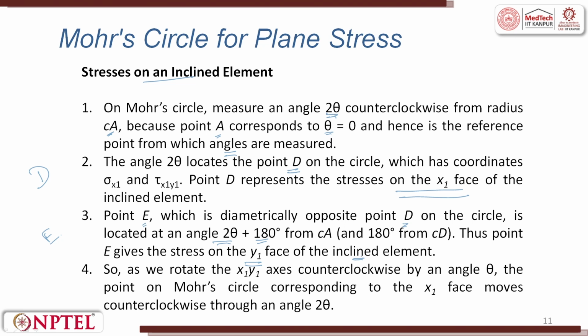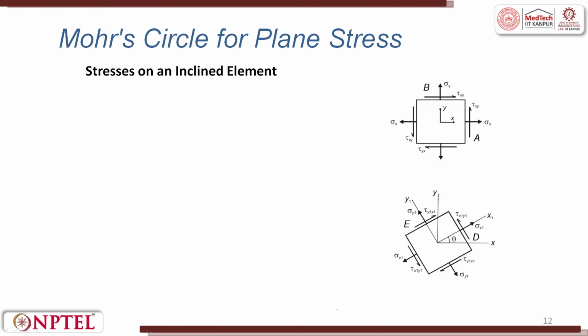So, now we rotate the x1 y1 axis counterclockwise by an angle theta. The point on the Mohr circle corresponding to the x1 face moves counterclockwise through an angle 2 theta. So, how is this? This is the theta, whatever we have drawn. This is the normal one. Here, you are rotating at an angle theta. Now, this theta also has to be taken care of in our Mohr circle. So, if we try to draw, this becomes your tau x1 y1.